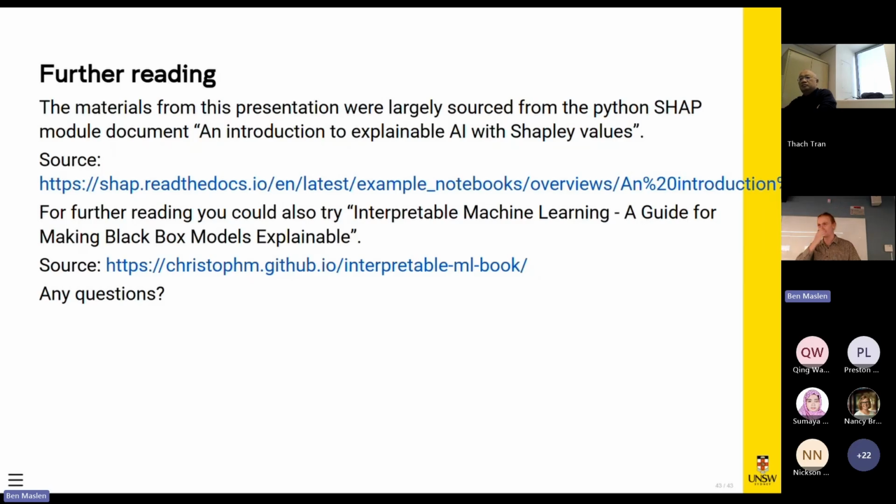The materials from this presentation were pretty much entirely me going through the SHAP module document and Introduction to Explainable AI with SHAP values. So if you want to have a bit more time to go over this while I'm not talking in your ear, I'd recommend checking out that document. You could also try the textbook Interpretable Machine Learning: A Guide for Making Black Box Models Explainable. Any questions?